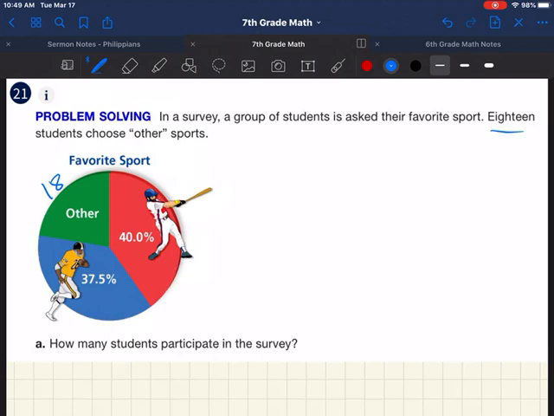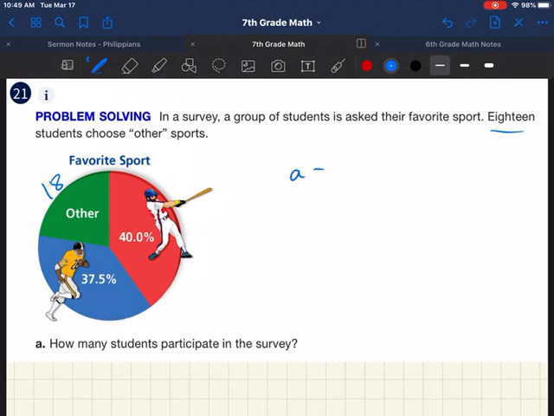And then question A is how many students participated in the survey. So that's as a whole. So let's start with that one. And then B was how many liked football, which I didn't actually get on here. Okay, so we have to write our formula here.